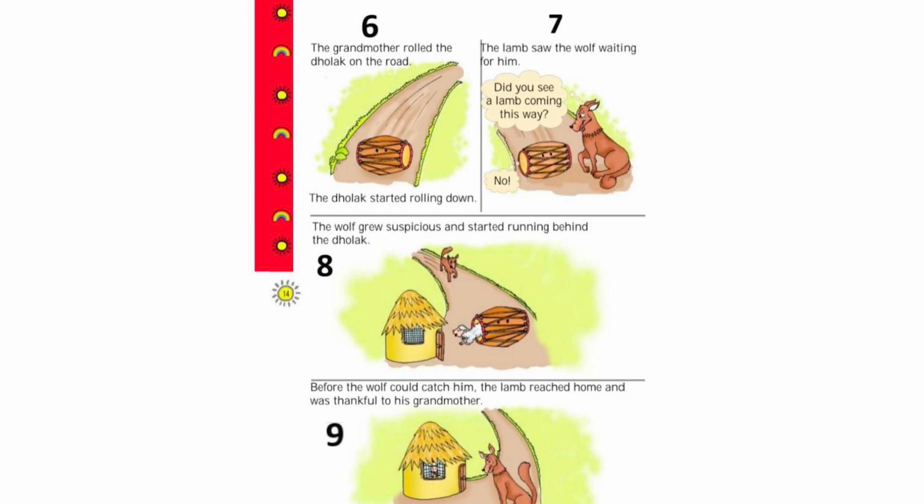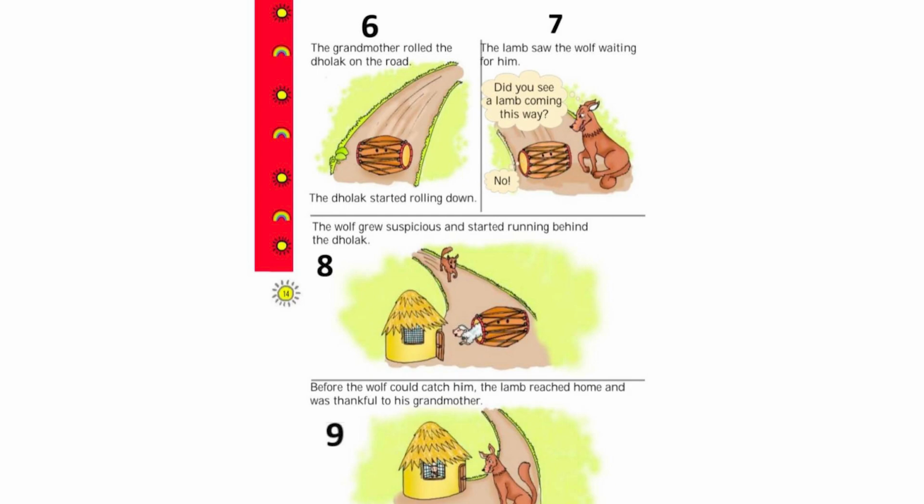Look at the seventh picture. The lamb saw the wolf waiting for him. I will explain this. There were holes in the dholak and the lamb saw the wolf waiting for him. "Did you see a lamb coming this way?" The wolf asked the dholak, did you see any lamb in this way? "No." The lamb in the dholak answered the wolf, no.